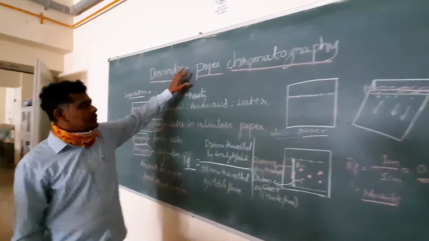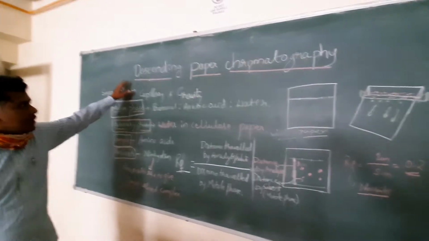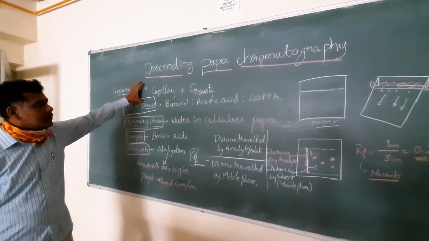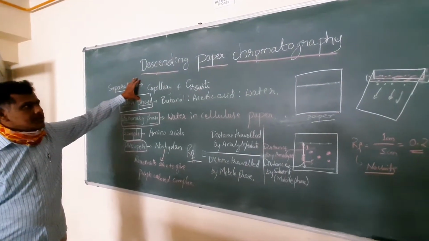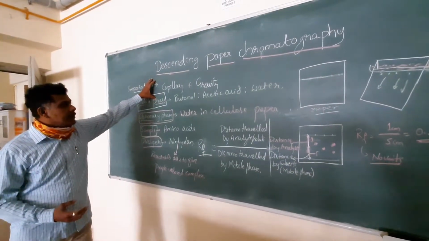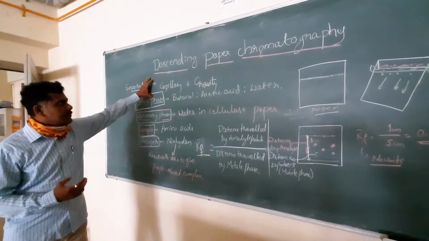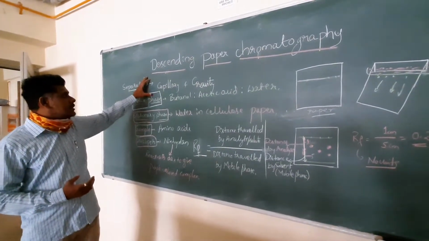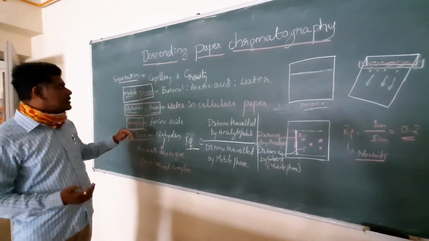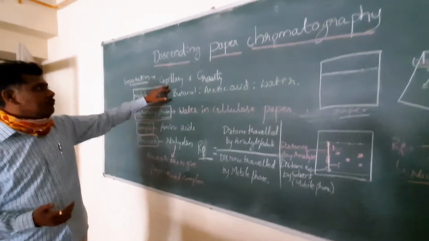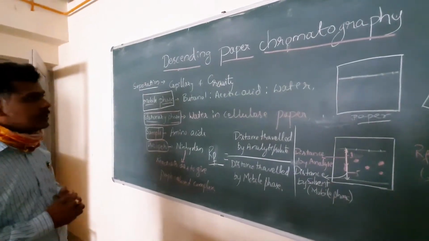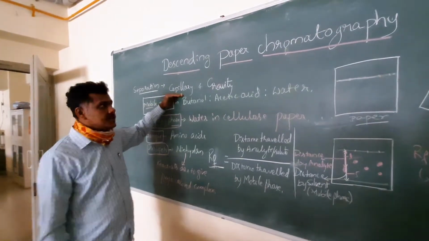So this is descending paper chromatography, in which we are going to separate the sample based on the adsorption principle. You have already done the circular paper chromatography, where the separation happens just by the capillary movement of the mobile phase and the distribution of the analyte between the mobile phase and the stationary phase.